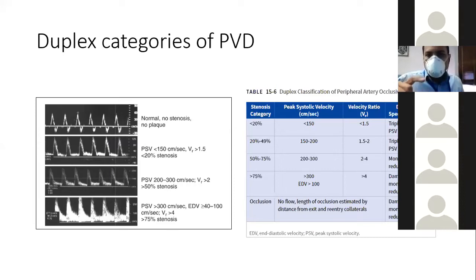And then there is moderate peripheral vascular disease, which is more than 50%, and that can be checked by peak systolic velocities and like this.